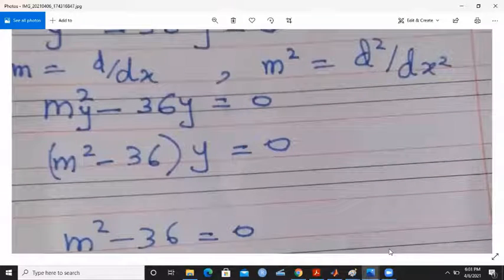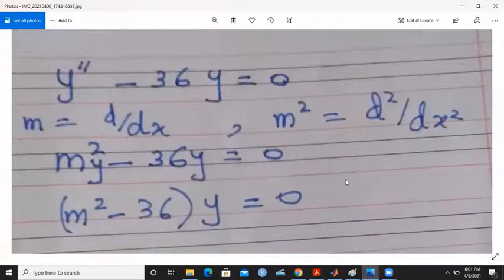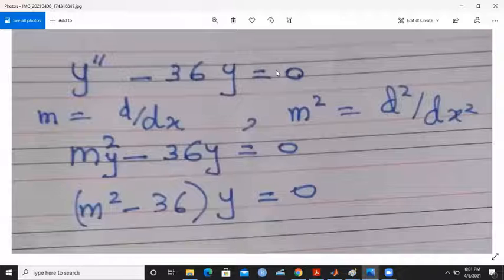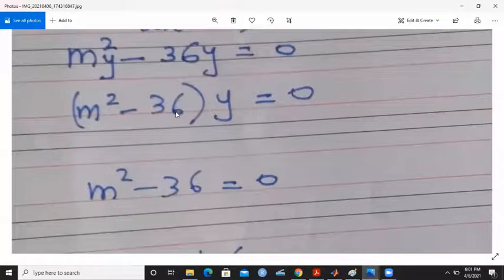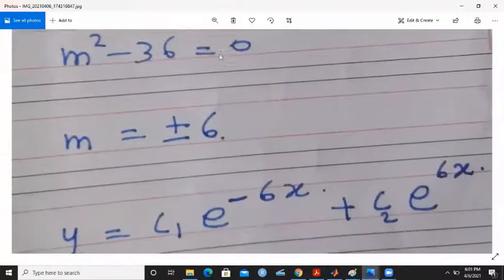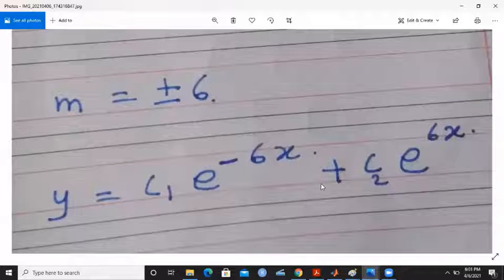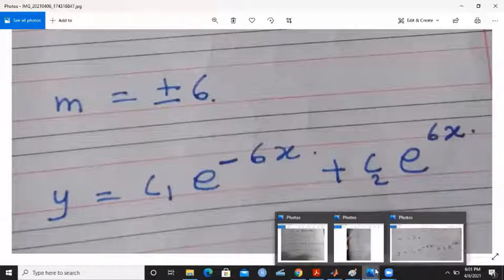Let us quickly go through the differential equation again. What we did, we had a second order differential equation, a homogeneous differential equation. We replaced the derivative by an operator m. Then we said m square minus 36. We simplified it, and then we said that y is equal to C1 e to the power minus 6x plus C2 e to the power 6x. This is a very easy example.